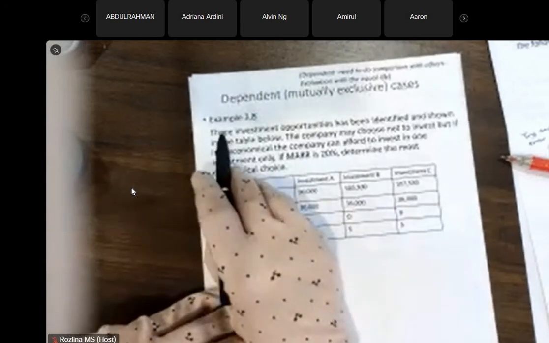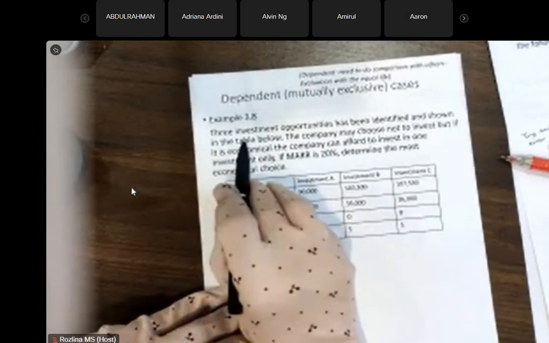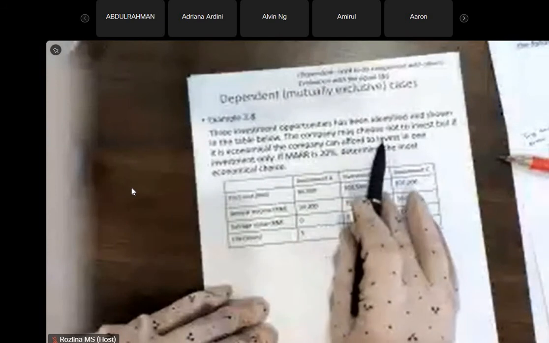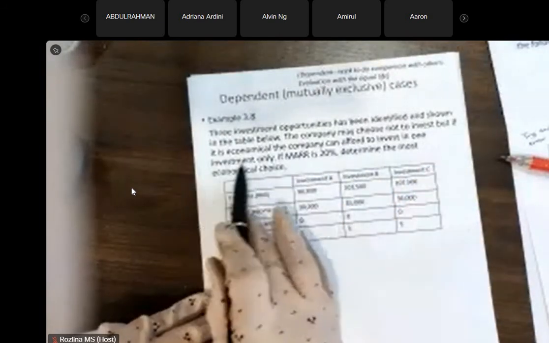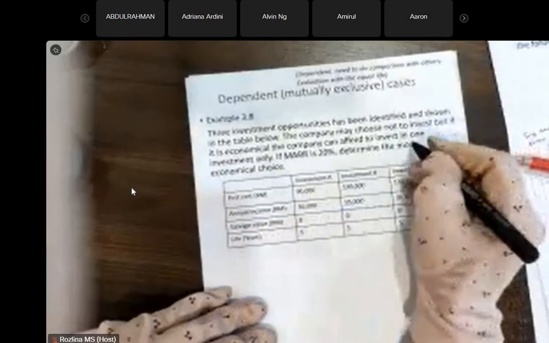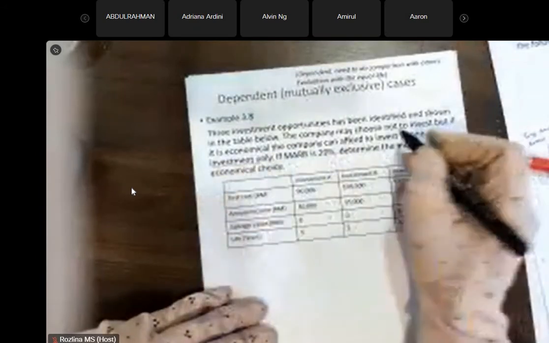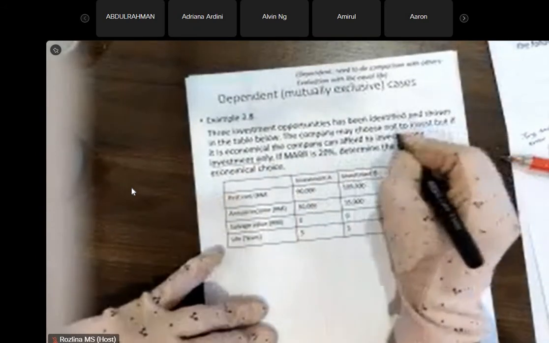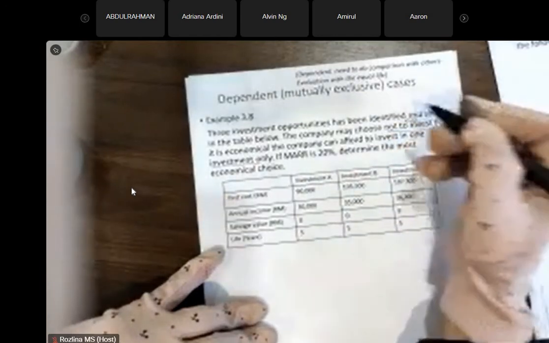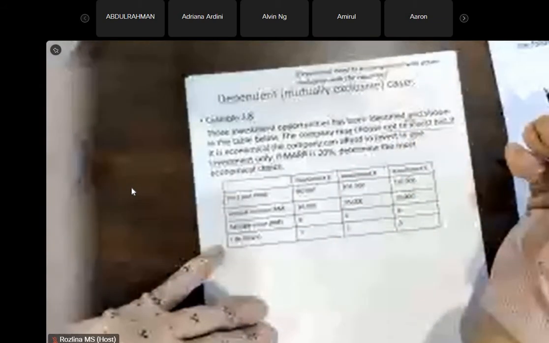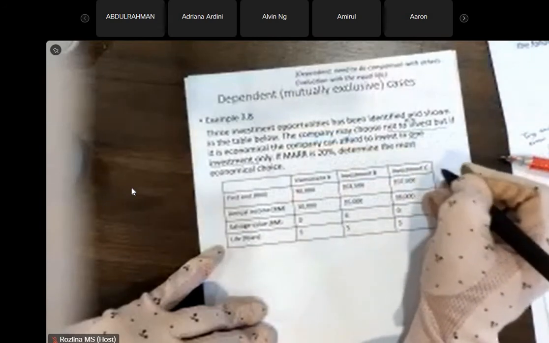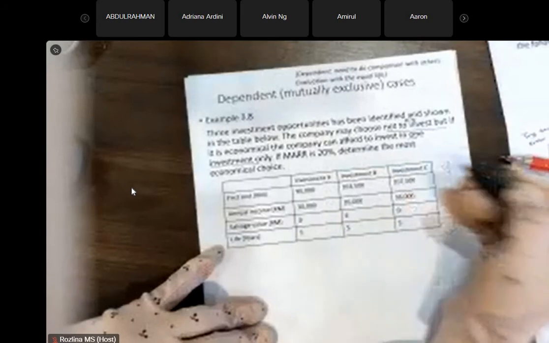Okay, example 3.8. 3 investment opportunities has been identified and shown in the table. The company may choose not to invest, but if it is economical, the company can afford to invest in one investment only. And satu lagi, the company may choose not to invest. That means this one is do nothing. You have to consider also the do nothing. Okay. And also to put the punya competition tu here with the ni A, B and C.